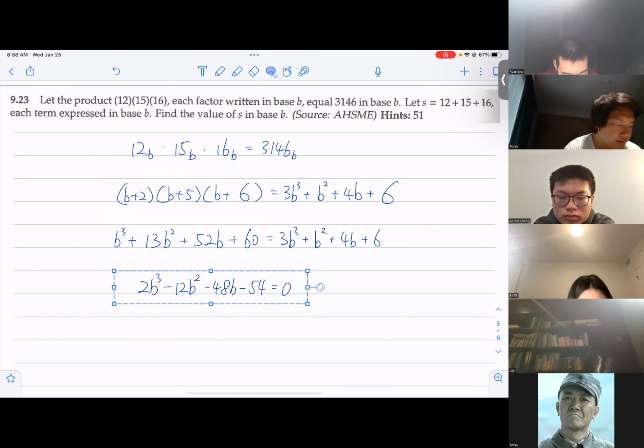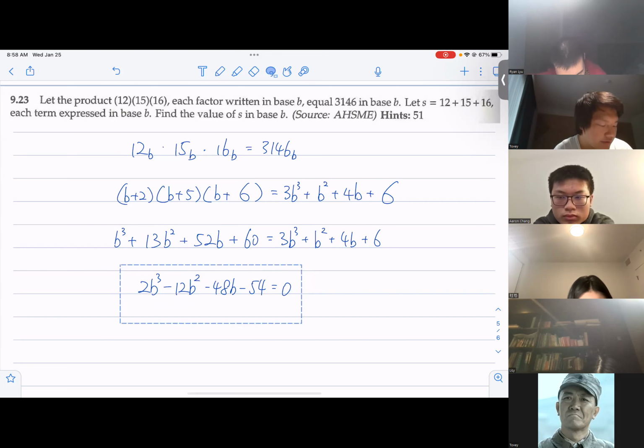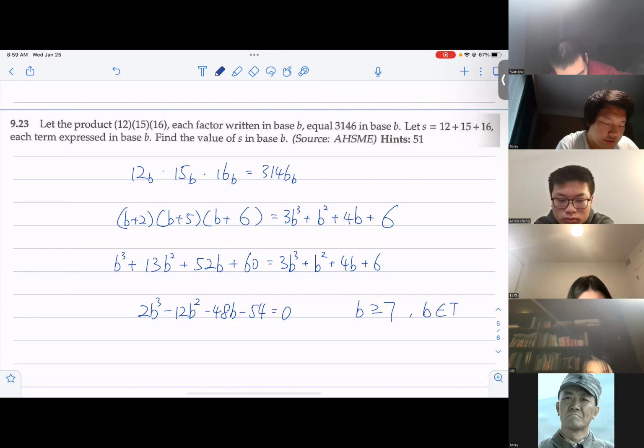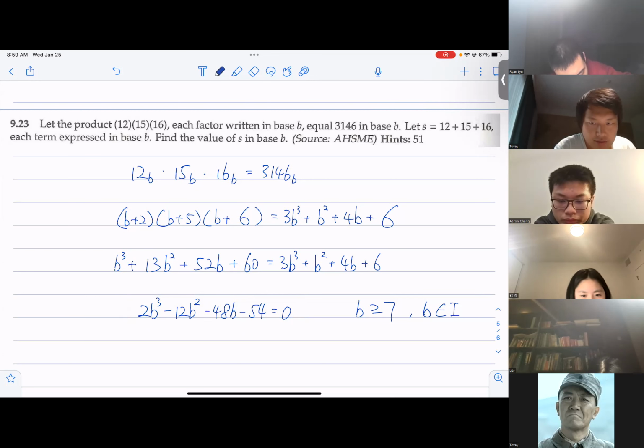Okay, this is a cubic equation. We haven't learned, or we won't be learning, how to solve this kind of equation, right? But in math 12, in regular school math, or in AMC 12, we will be learning a special way called the rational root theorem to test out a root. But here, since we have 3, 1, 4, 6 in base b, b has to be greater than or equal to 7, right? You have a 6 here, and b is also an integer, so you can try. You can try 7, doesn't work, try 8, doesn't work, and if you try 9, you will see it works.